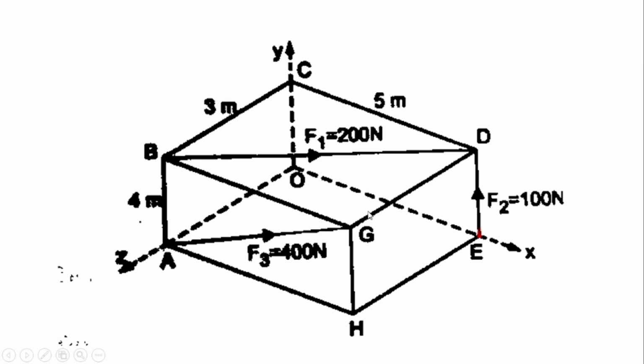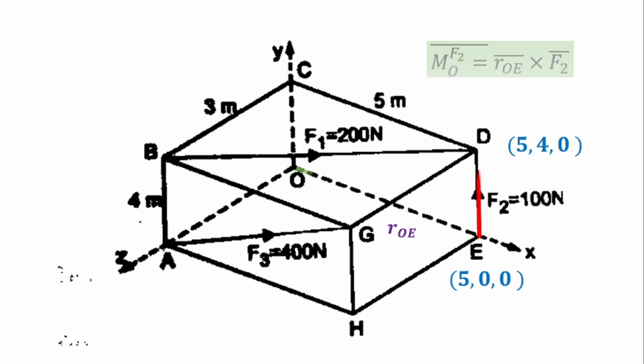Now to take the moment of force F2 about point O, we'll connect this point O with the initial point of F2, that is E. So here we get the position vector ROE. So the formula becomes moment of force F2 about point O is equal to position vector OE into force F2.